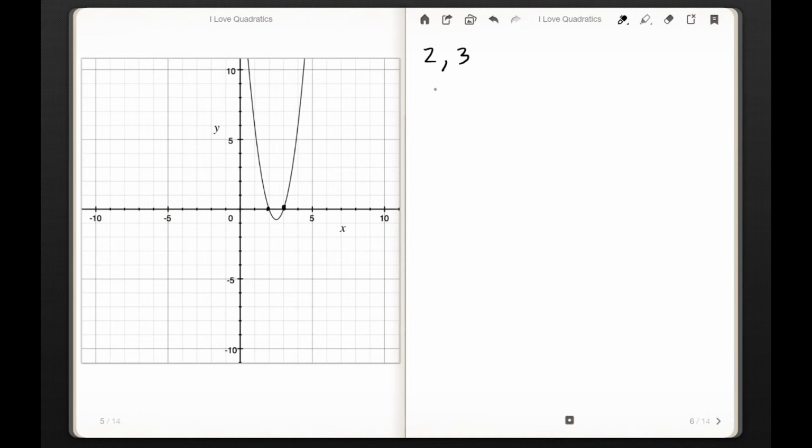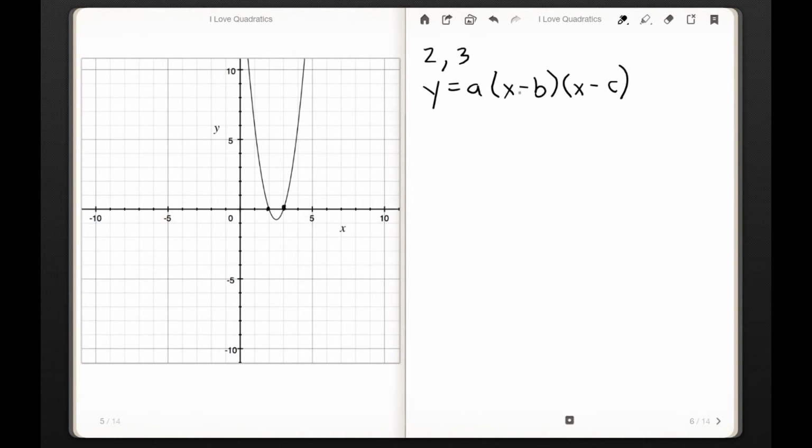Now we have to remember the root form. I'm not sure if I've given this formula yet, but this is the root form of a quadratic. A times x minus b times x minus c. And this makes sense because if you think about it, the roots are b and c.